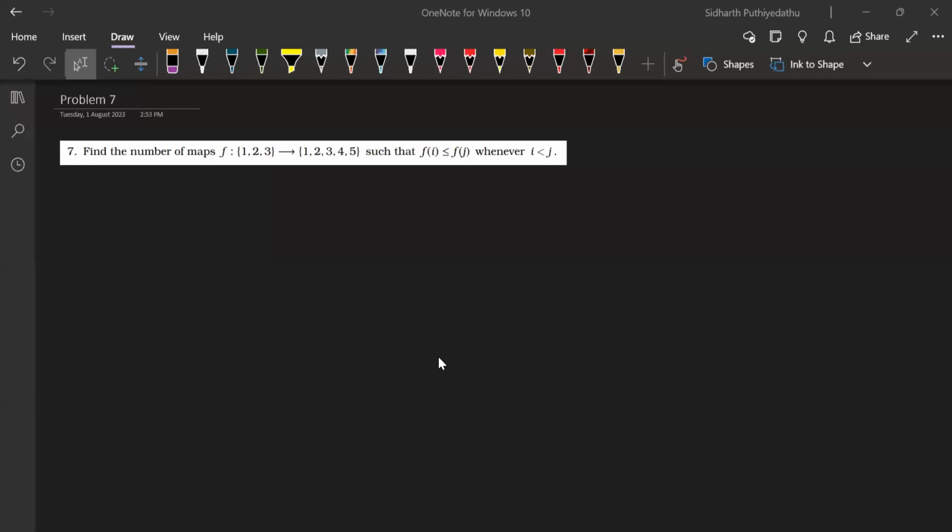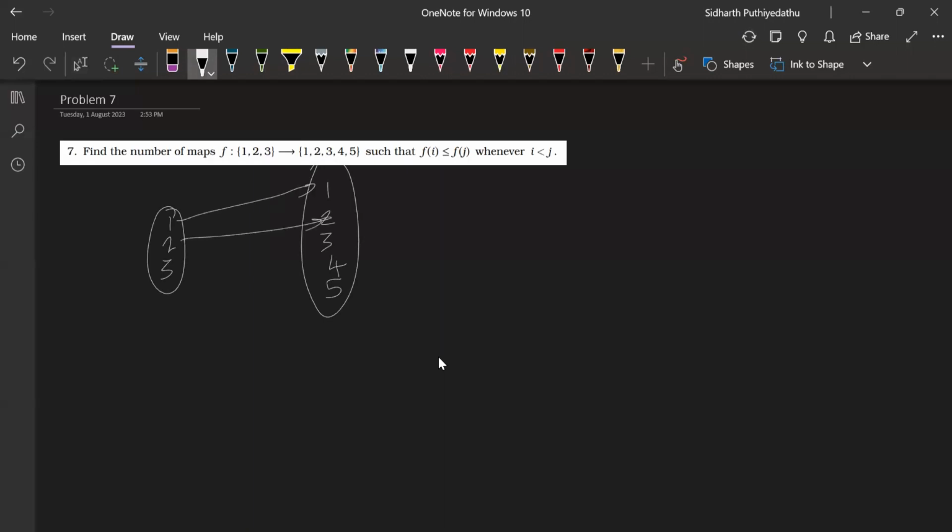Okay, so let's begin. So problem 7 is to find the number of functions f from the set 1 to 3 to the set 1, 2, 3, 4, 5, such that whenever i is less than j, it gets mapped to stuff that's in that same order. Not strictly, it's basically that the arrows can't intersect. So when you have 1, 2, 3 and 1, 2, 3, 4, 5, you're mapping stuff such that the arrows cannot intersect. That's really all they're saying. How many ways are there to do this?